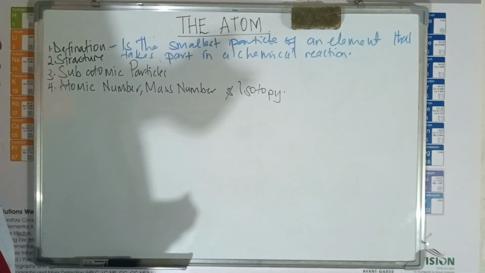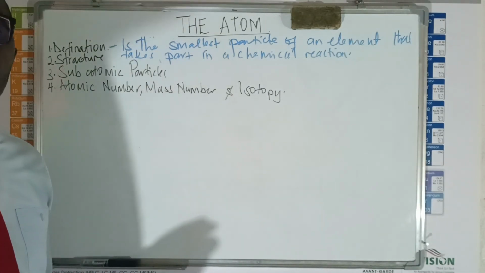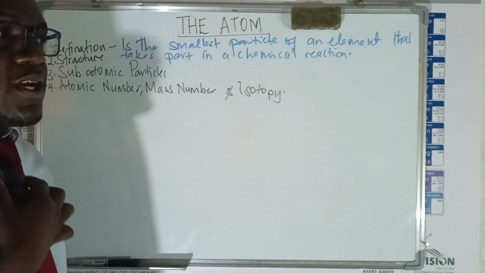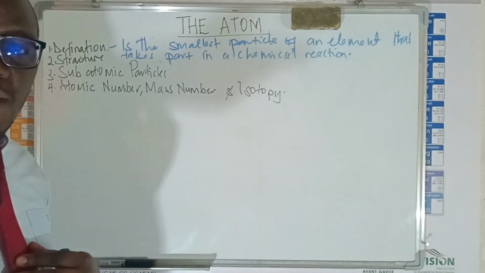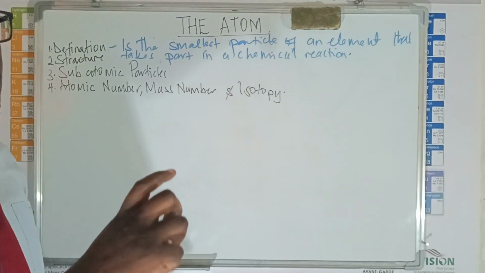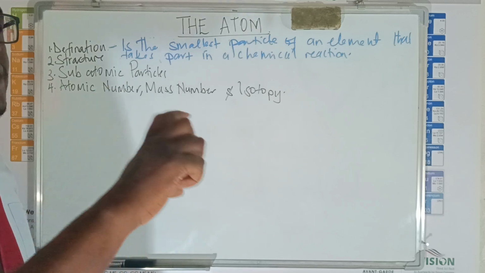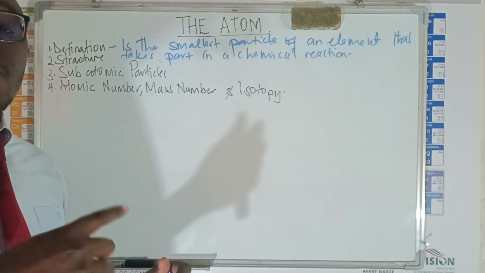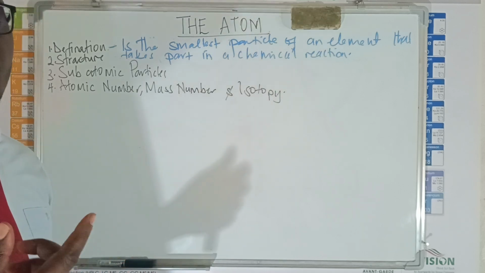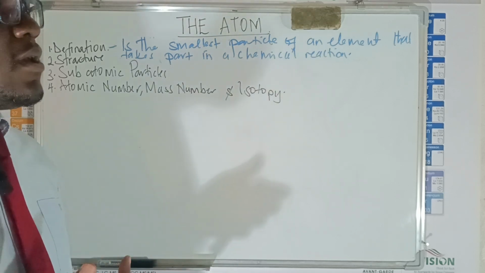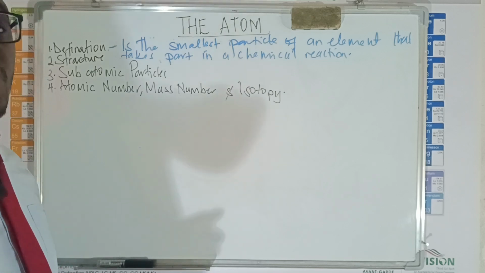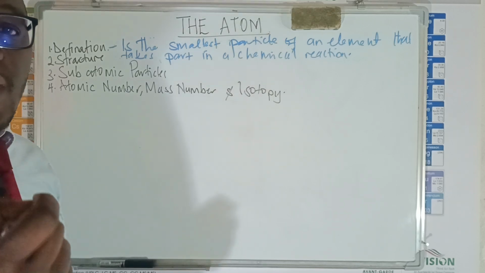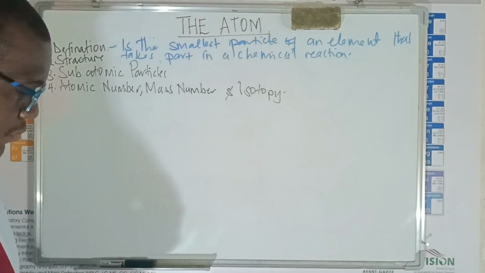Now, the next thing we want to look at is the structure of an atom. So when you're talking about the structure of an atom, you're talking about general structure of an atom, because we know that atoms differ from one element to another with regard to maybe atomic radii and so on and so forth, the number of electrons, number of protons, as you will see later. But tonight, let us look at the general structure of an atom.